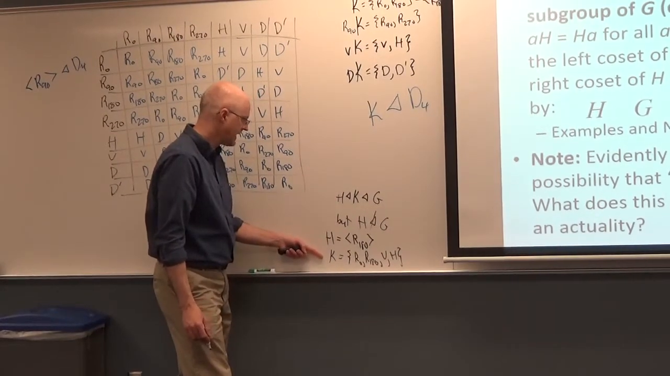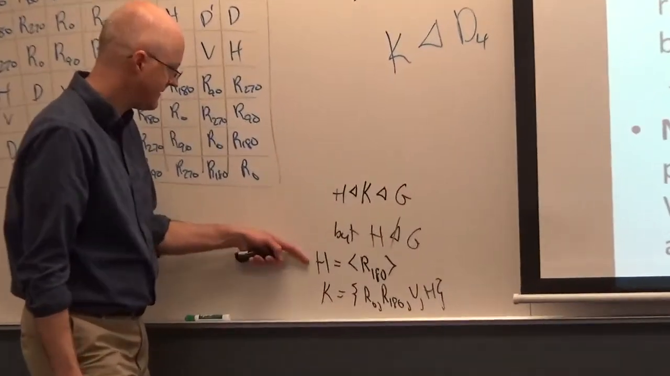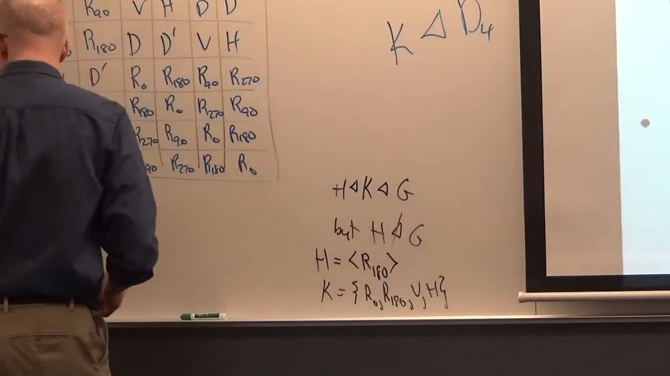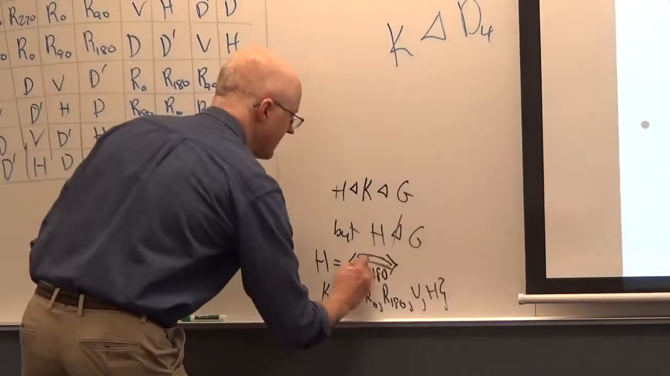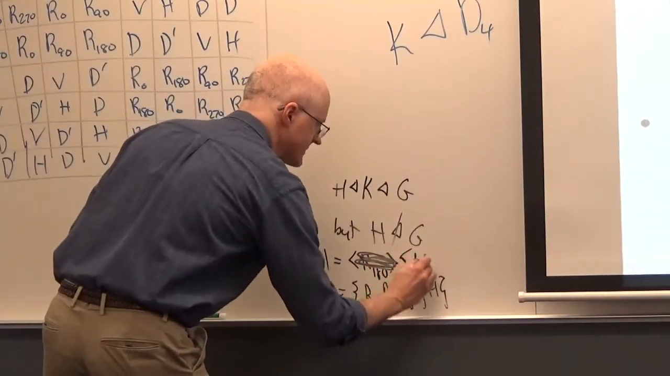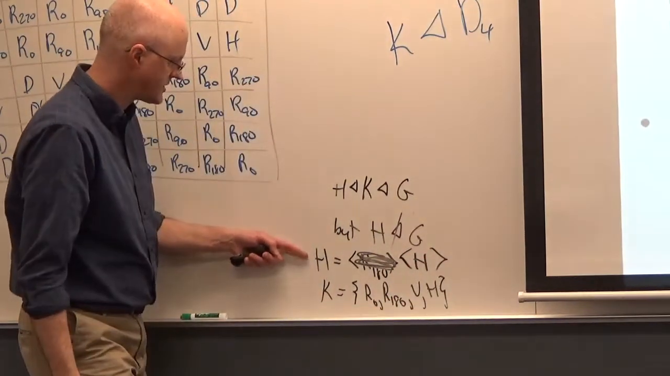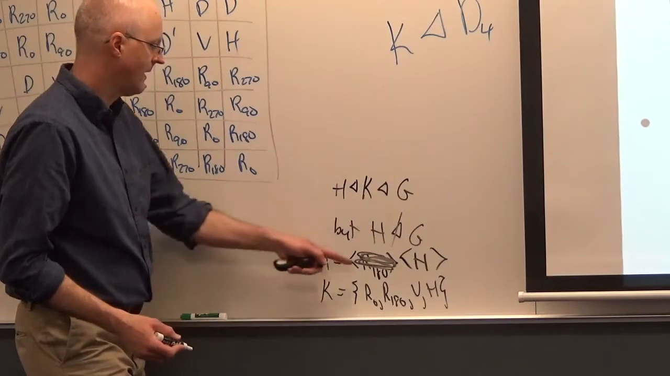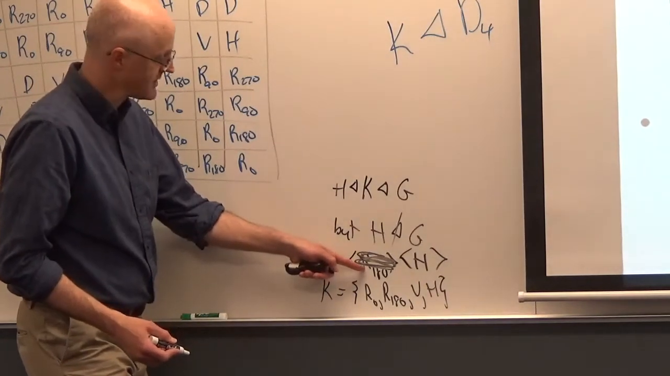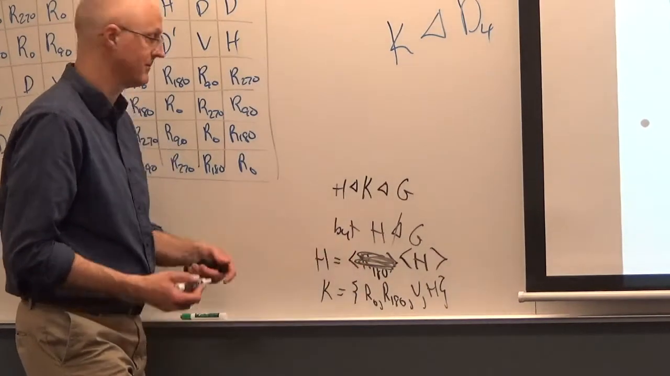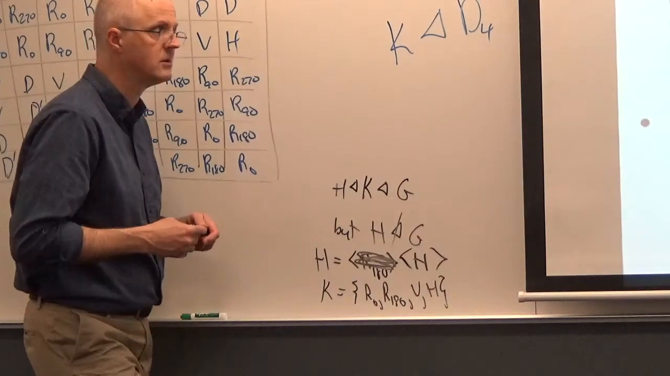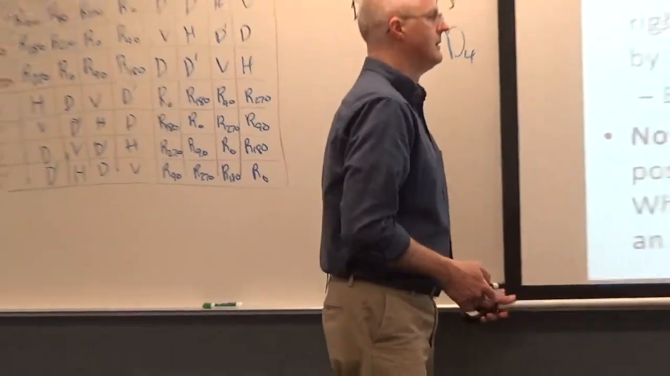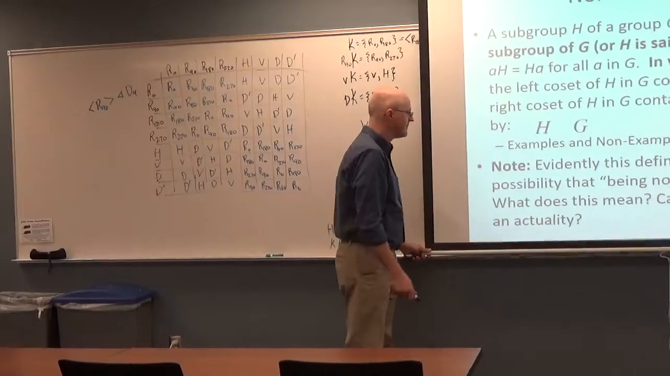H is normal in K, and K is normal in G, but, oh no, that's wrong. Sorry. I think it's this one here instead. H is normal in K, and K is normal in G, but H is not normal in G. I did not want to have what I originally had because that's actually the center of the group. And centers are always normal. So yes, this possibility can become an actuality.